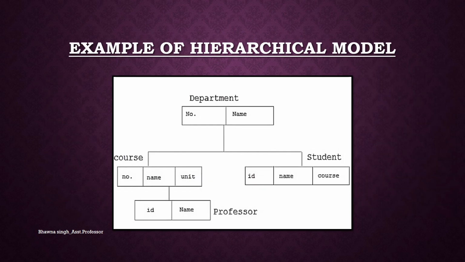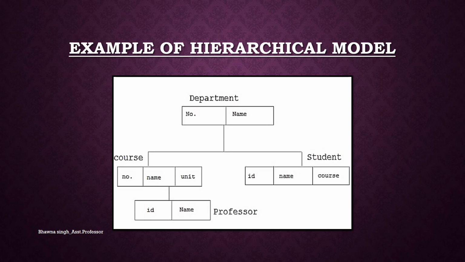Now let us understand this concept of hierarchical model with a simple example. In this figure you can see that there are four entities: department, student, course and professor. And it is clearly mentioned that the department is acting like a root node, that is, a parent node, and it has two children, course and student.